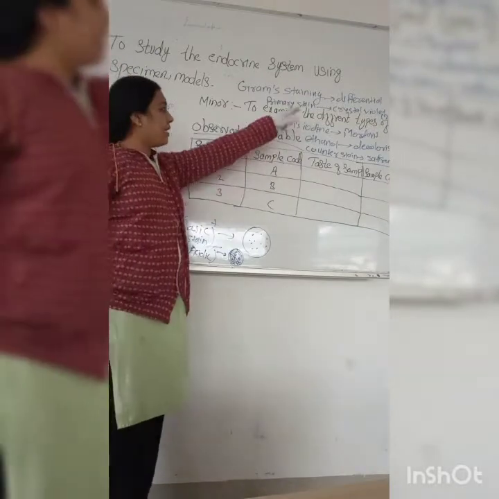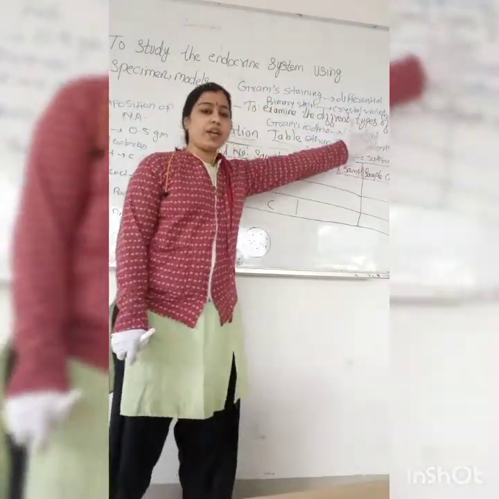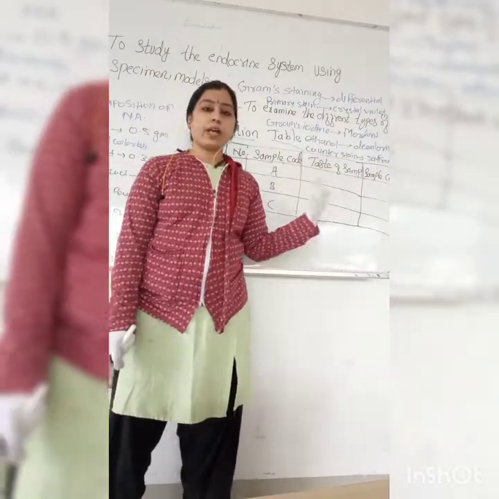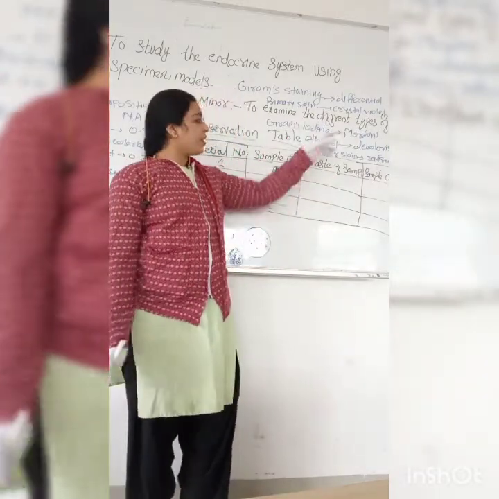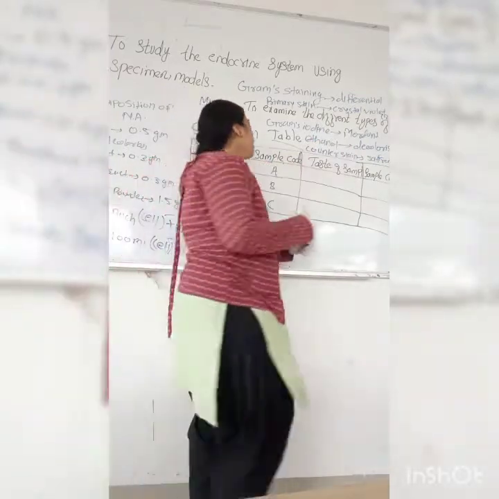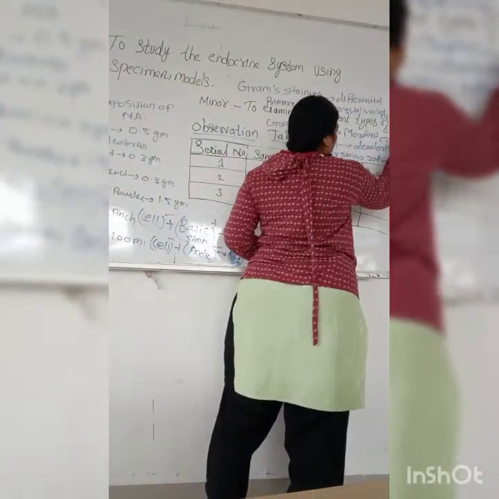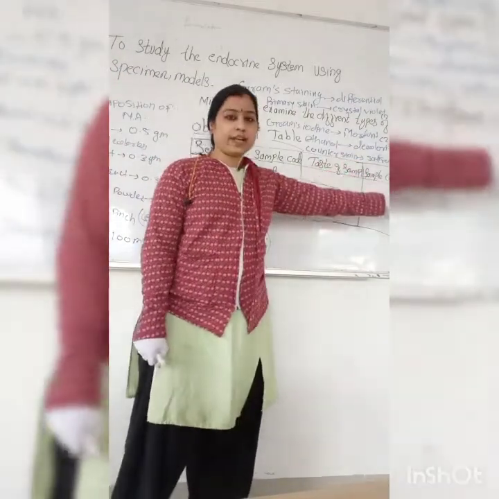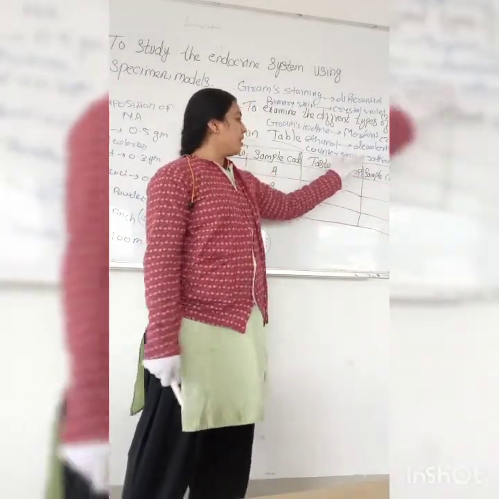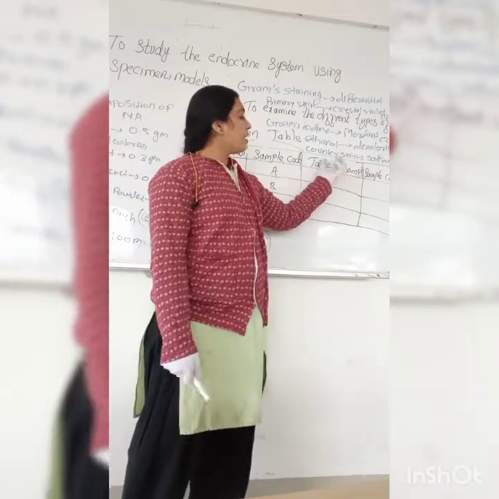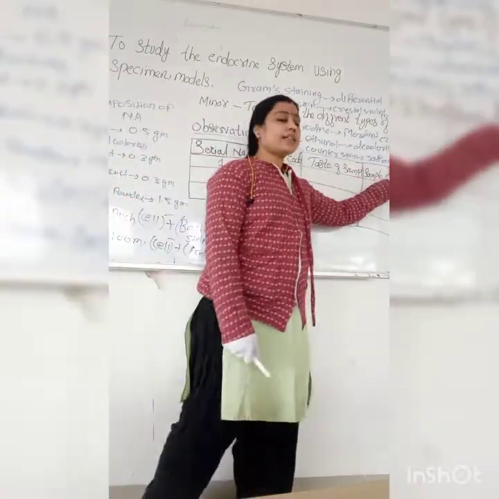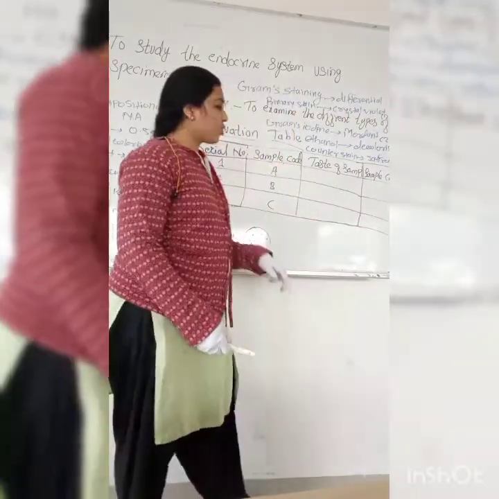So first we add the primary stain, crystal violet, for 2 to 3 minutes. Then we add Gram's iodine, a mordant, for 1 to 2 minutes. Then we use ethanol, which acts as a decolorizing agent, for 1 minute. And then we add the counter stain, safranin, for 2 to 3 minutes.